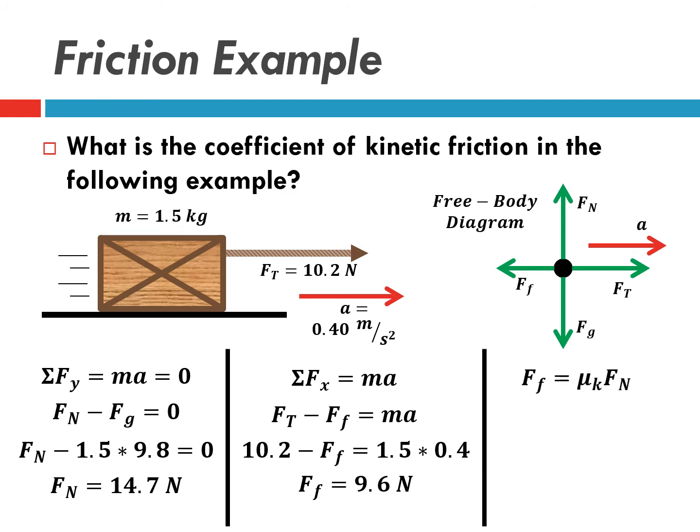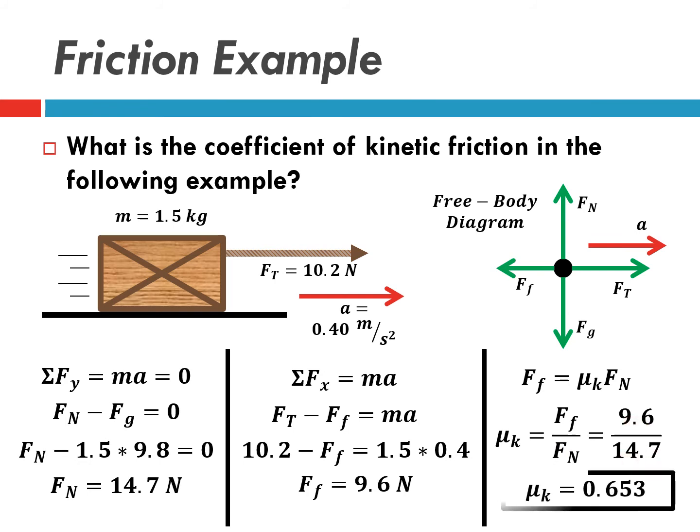Now that brings us to our next part where we actually plug in our force of friction. We plug in our normal force, and that's going to give us our coefficient of friction. If we solve for coefficient of friction, we're going to take the force of friction and divide by normal force. So force of friction divided by normal force is 9.6 divided by 14.7, and we get a coefficient of friction of 0.65. It's not going to be negative, and it's not going to have units.